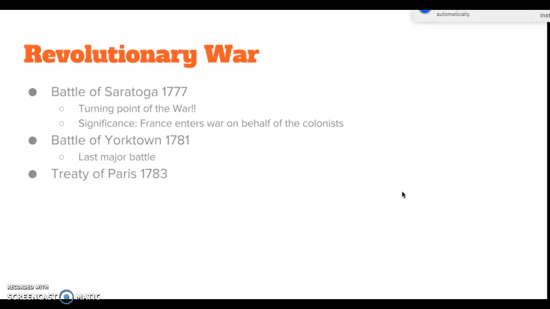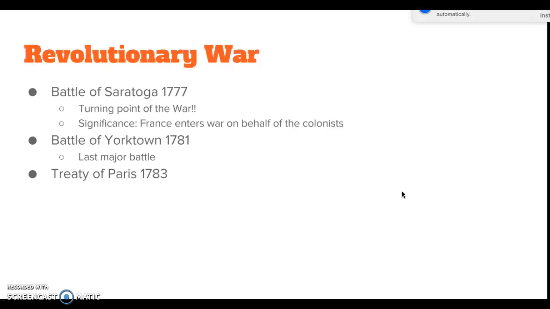So the Revolutionary War, some key points here. The war doesn't start out very well for us under George Washington and the Continental Army, but in 1777, the victory for the colonists at the Battle of Saratoga would be a major turning point because France has decided to enter the war on behalf of the colonists, meaning now we have really the second major world power on our side versus the British, and that's really going to swing the tide of the war.